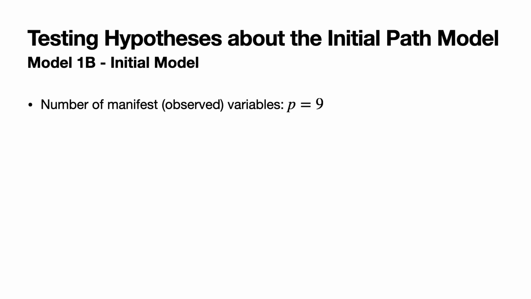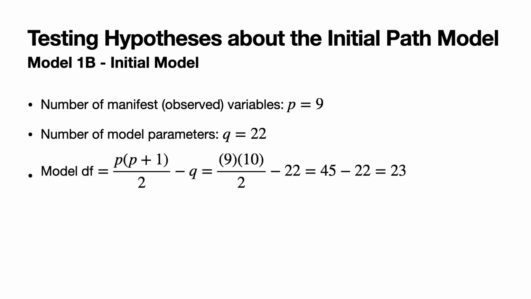Again, there are 9 manifest variables in the model. We have 22 parameters to be estimated in fitting the model. The number of degrees of freedom associated with this model is 45 minus the number of model parameters to be estimated, 22, and so this model has 23 degrees of freedom associated with it.